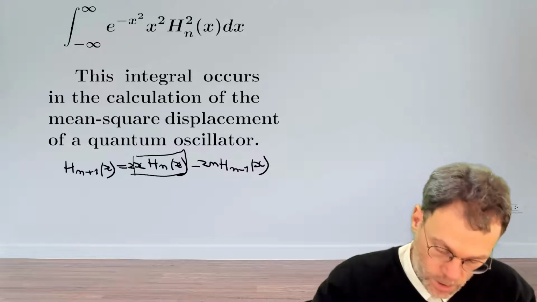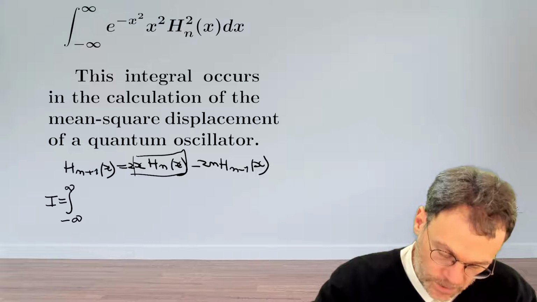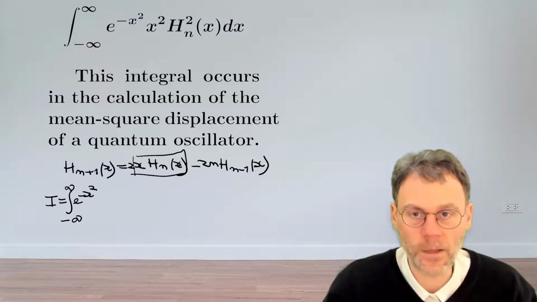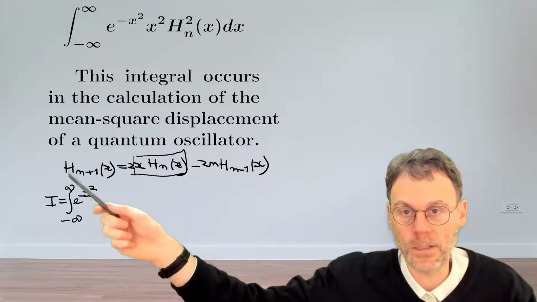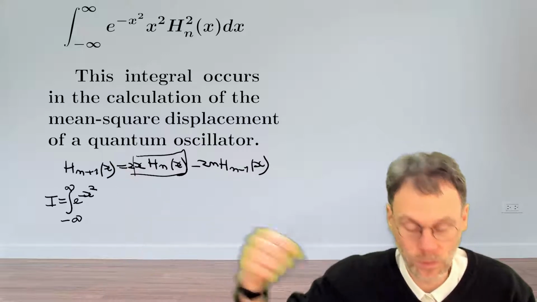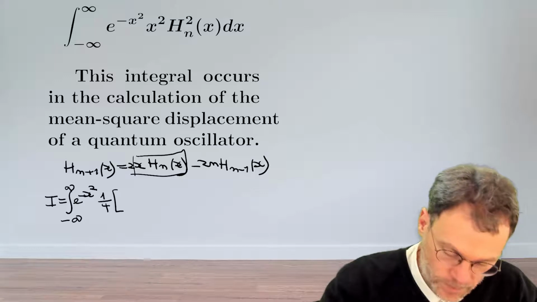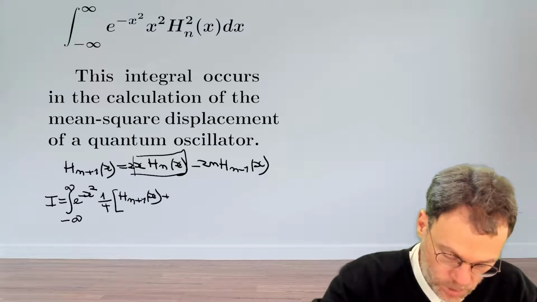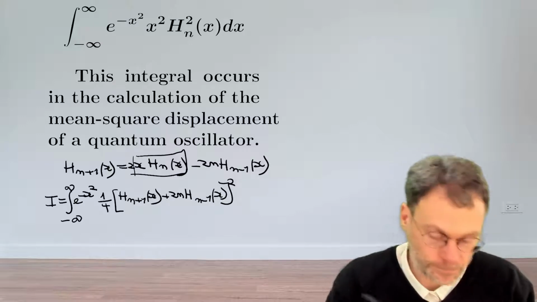Okay, let's go. Our integral is an integral from minus infinity to plus infinity of exponential minus x squared, and then we have the square of the stuff here. So this guy moves to that side, and then we divide by 1 over 2. So after the square, it becomes 1 over 4. And then we have the square of H_{n+1}(x) plus 2n H_{n-1}(x), squared, dx, of course.